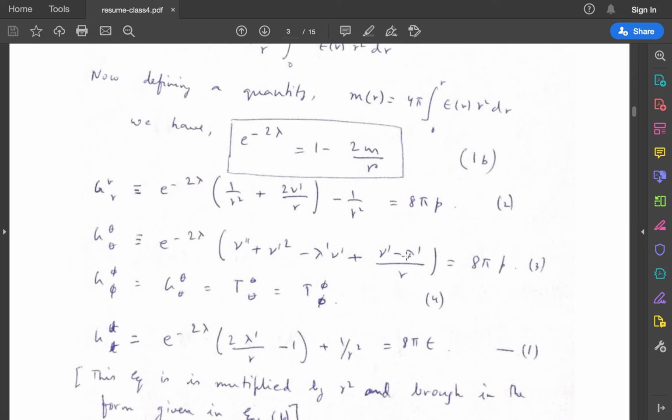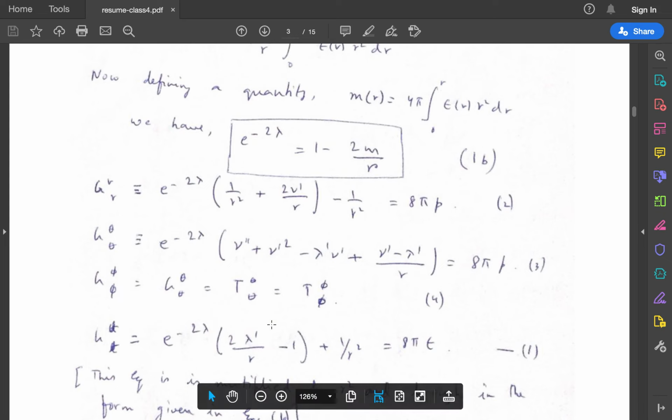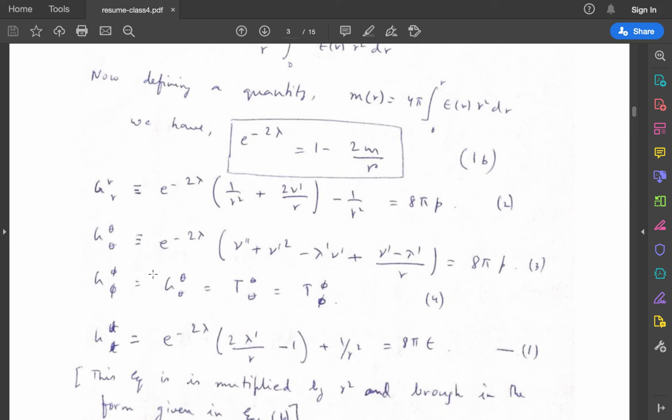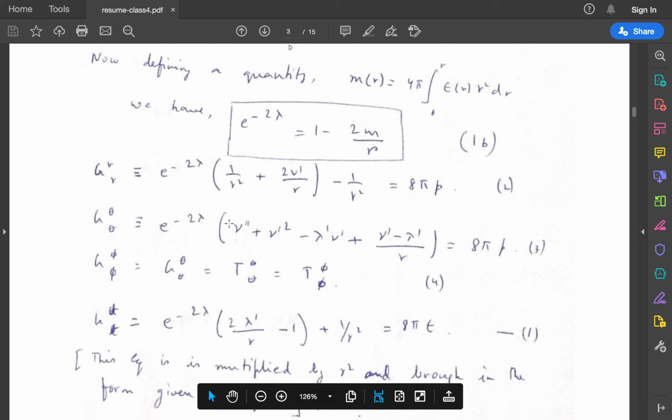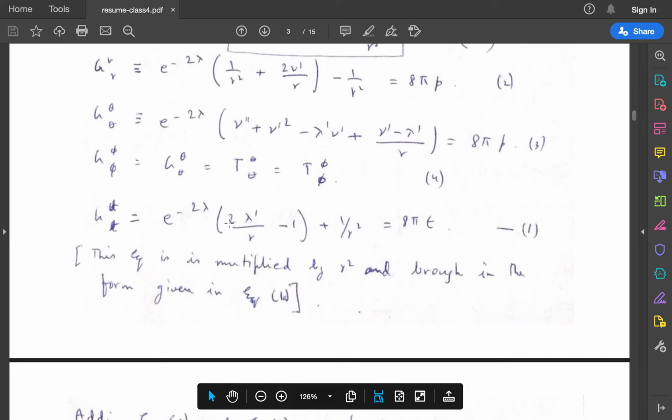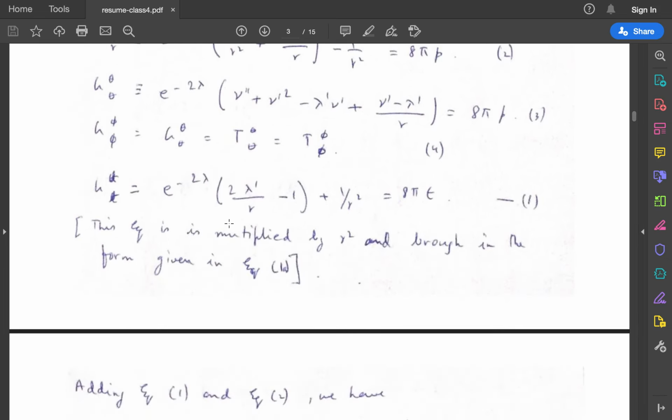G theta gives this form, and G phi phi, as you know, is equivalent to G theta theta, because on both sides we have sin square theta, which gets cancelled. So this is the thing we need to solve. How do we go about solving this equation?